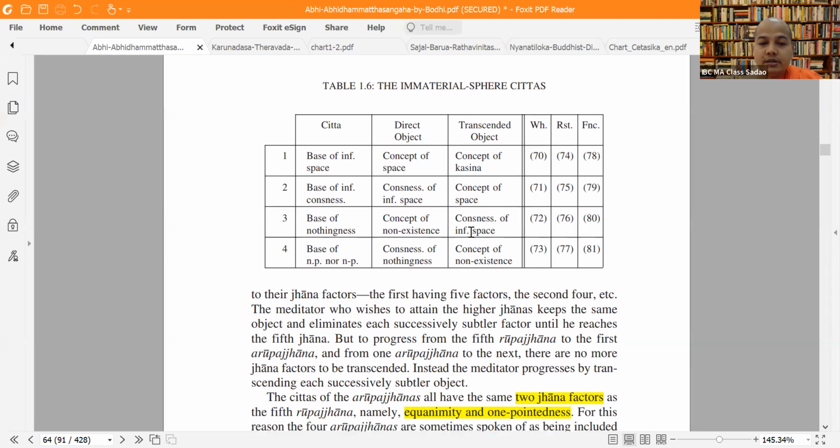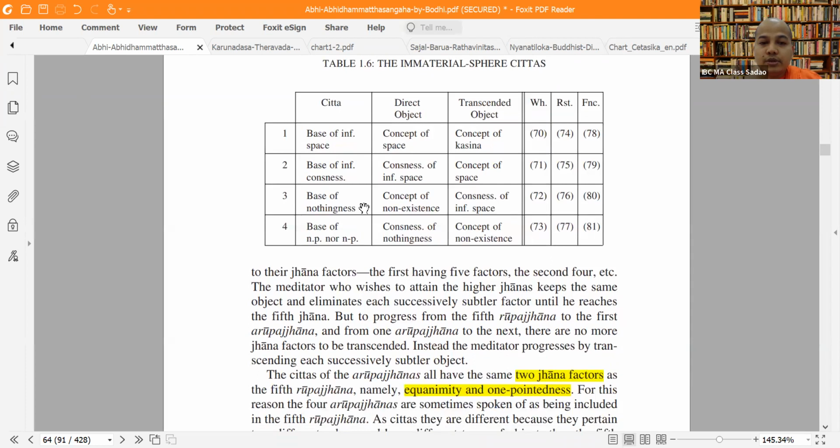Again, here, the third arupa jhana chitta, you transcend the consciousness of infinite space. The concept of non-existence becomes your direct object, and therefore it is called a sphere of nothingness when you are established there. And then finally, you transcend the concept of non-existence. The direct object of your meditation becomes consciousness of nothingness, and therefore you have a sphere of neither perception nor non-perception.